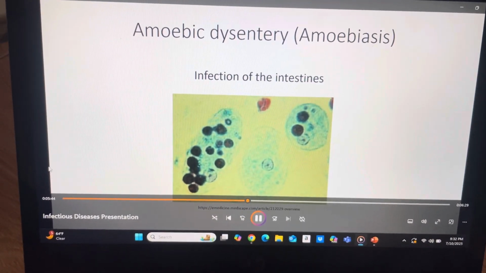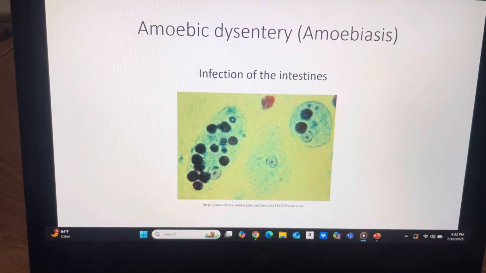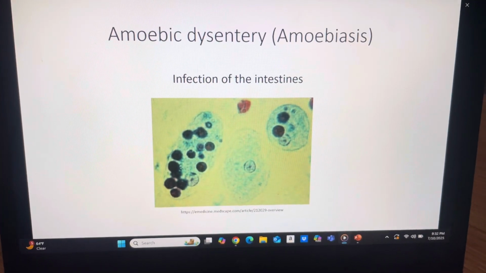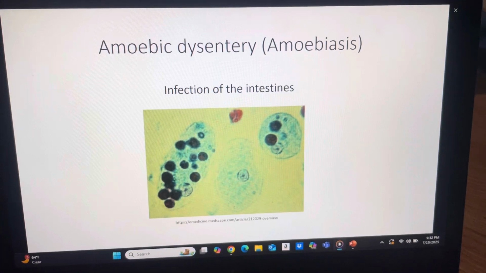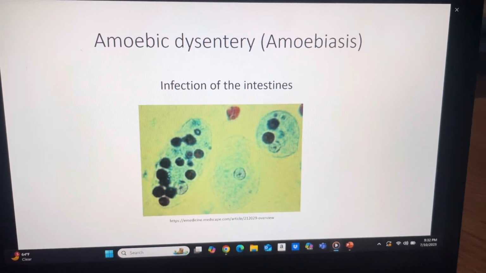Next, we have amoebic dysentery. This is another infection of the intestines. In this picture here is a trichrome stain of the Entamoeba histolytica trophozoites, which we will get more into later.